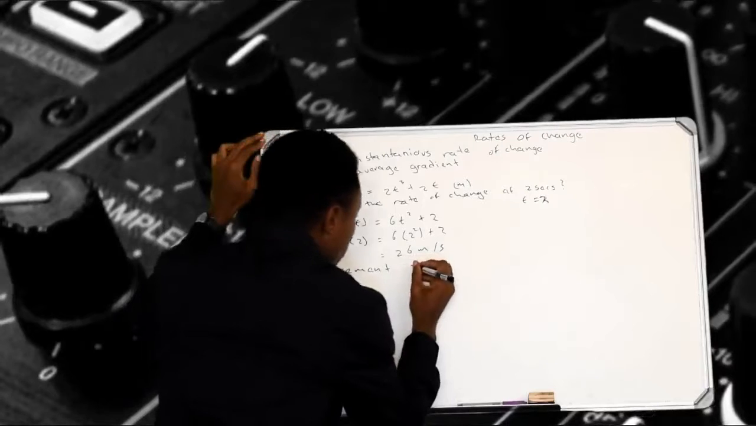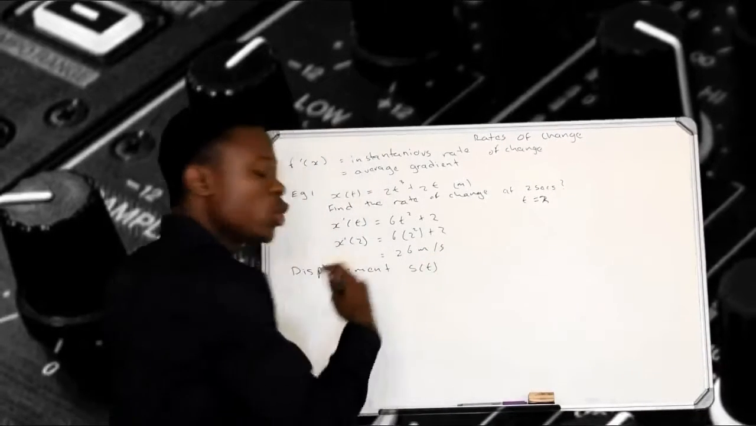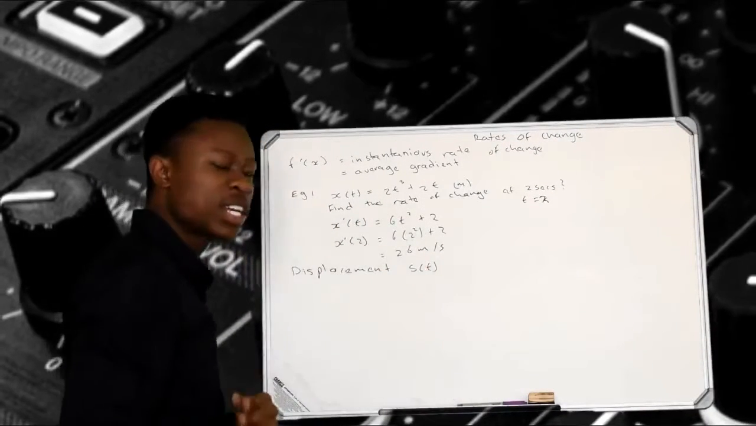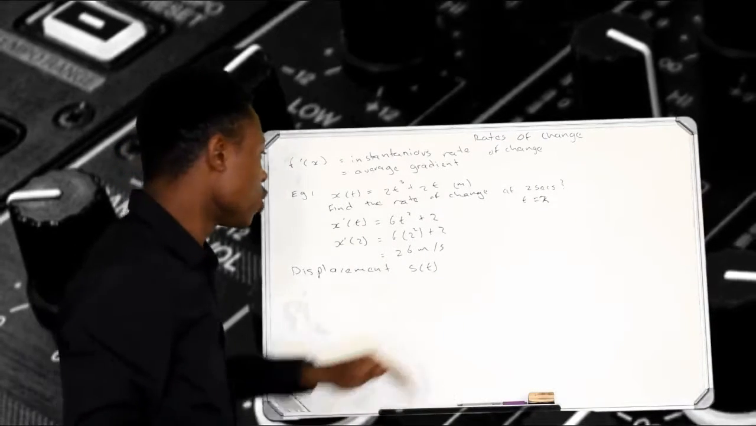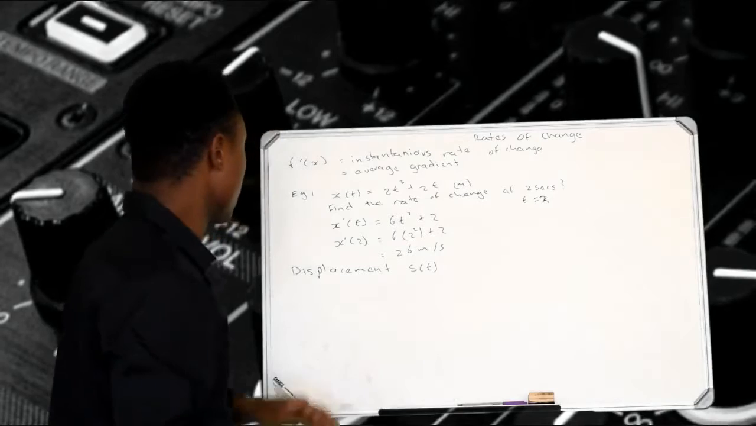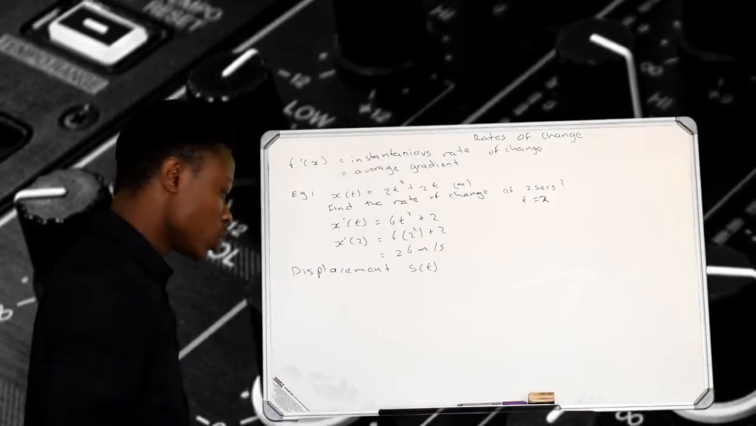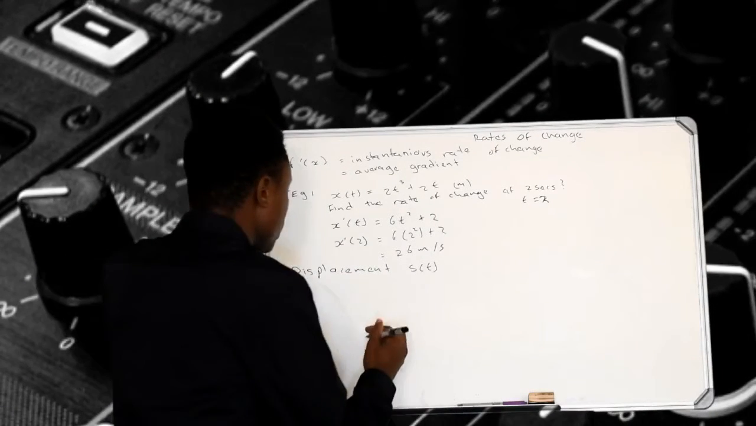You can write it in terms of S of t. This is the universal form. You can write it in whatever form. You can write it as x of t, d of t, as long as you know that S of t just represents displacement, right? So this is displacement. So what is velocity?